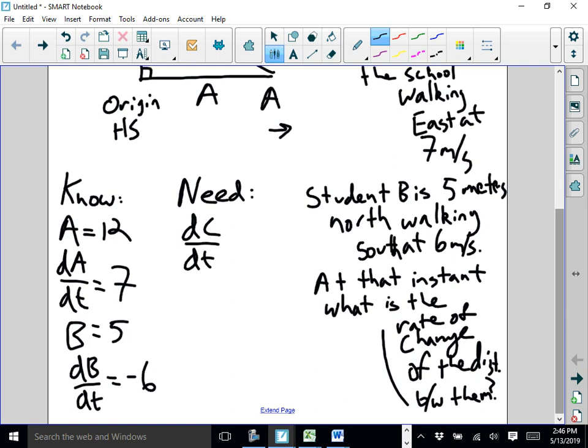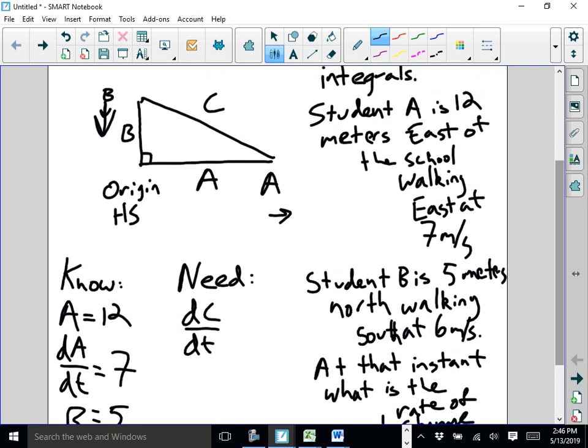I usually stop now and think about whether there is anything else that I can add to my know column that wasn't explicitly stated. Well, if A is 12 and B is 5, then using the Pythagorean theorem, C must be 13. That's a Pythagorean triple. It's helpful to know 5, 12, 13 and their multiples, also 3, 4, 5 and their multiples. The other common ones are 8, 15, 17 and 7, 24, 25. So right away I know C has to be 13 at that instant.